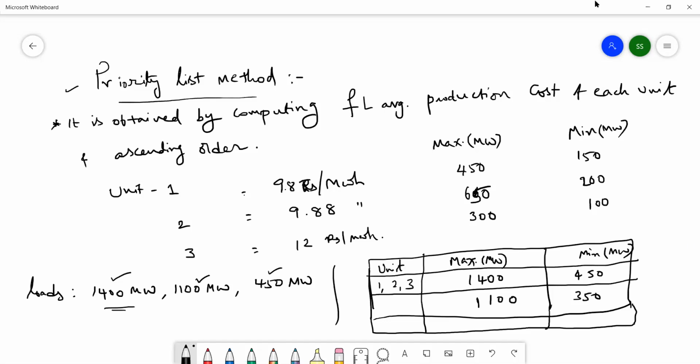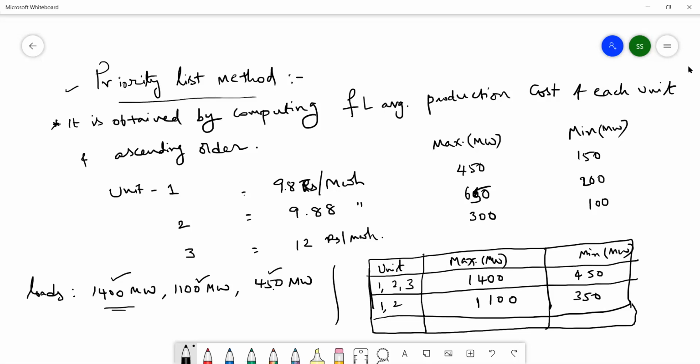I am unable to listen. No? Two, sir. Two units. Constant second units. Right. That is your unit 1 and 2. There is no requirement of unit number 3 for this 1100 megawatt.